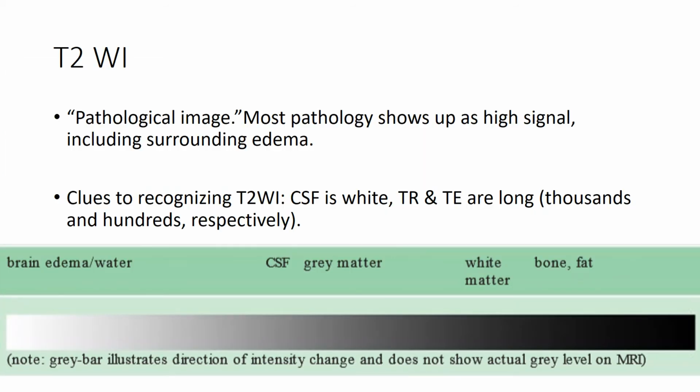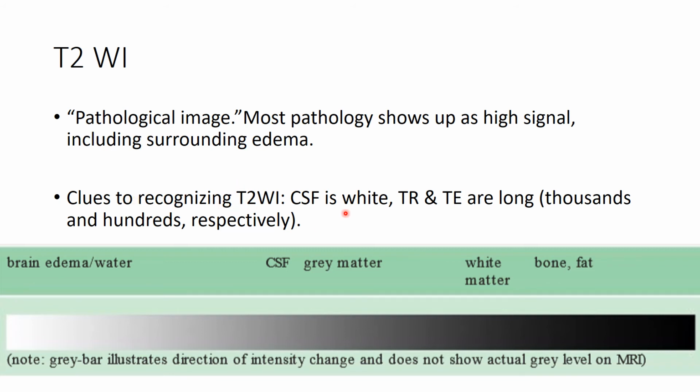Now, the T2 MRI. The T2 MRI is referred to as a pathological image, and the T1 is referred to as an anatomical image. What we mean by that is, when you want to assess the pathology more, the T2 will give you more detail than the T1. If you want to assess the anatomy, the T1 is better than the T2. Generally speaking, most pathologies will appear hyperintense or high signal on T2 weighted image, including, of course, the edema. Now how to differentiate between T1 and T2?